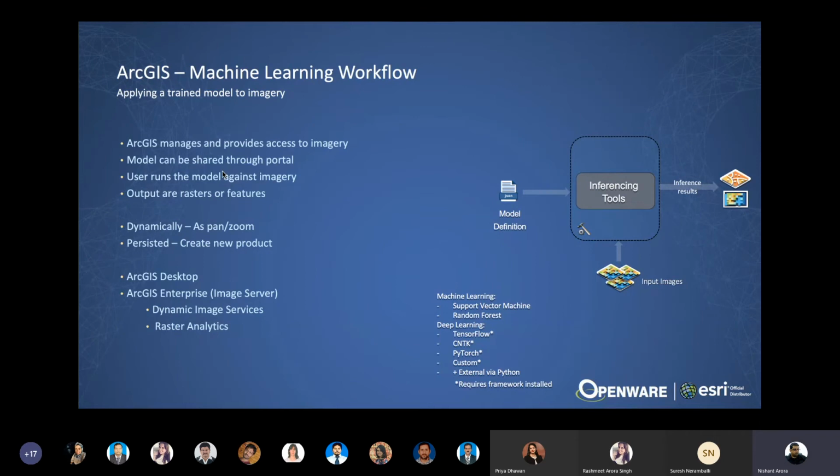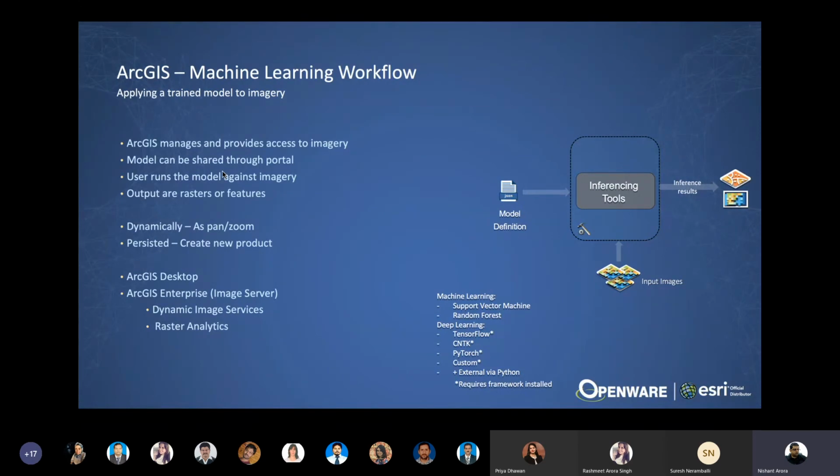So there are various kinds of machine learning workflows in ArcGIS. We will be talking about three different kinds of machine learning workflows here. The first workflow is when you receive a trained model for imagery. These workflows are specific to imagery. We receive a trained model, which probably was developed by some data scientist. Once we receive it, we use an inferencing tool and the satellite imagery that we have to run this model on, and finally we get an output.